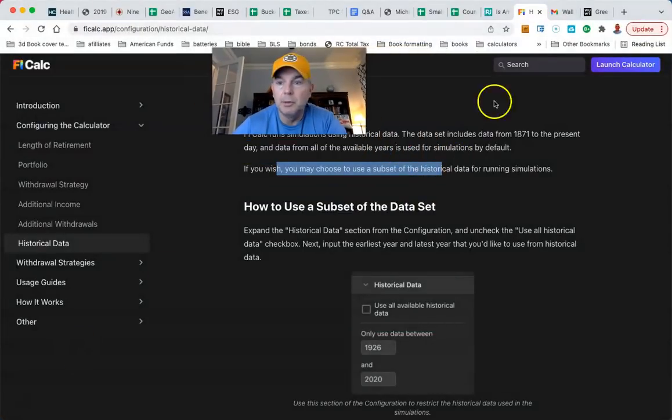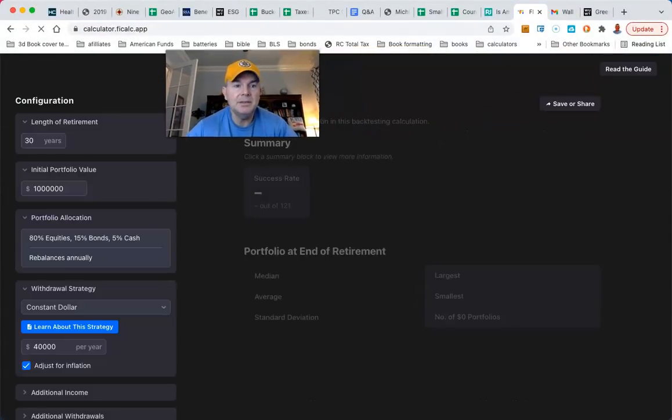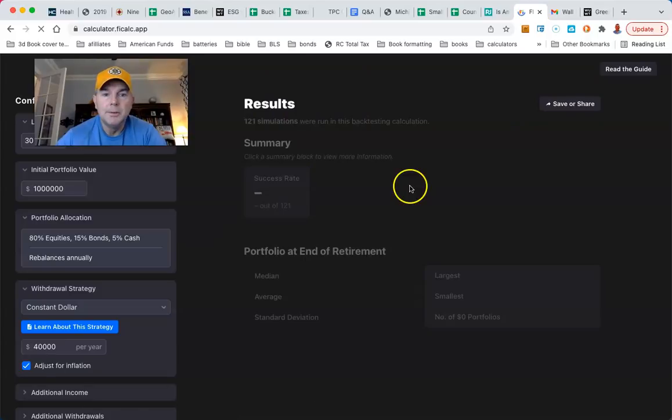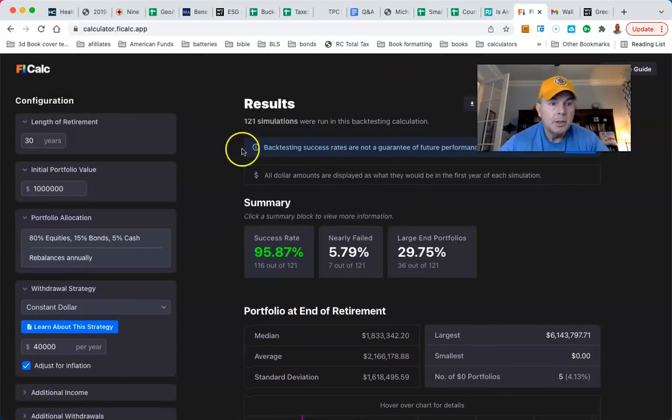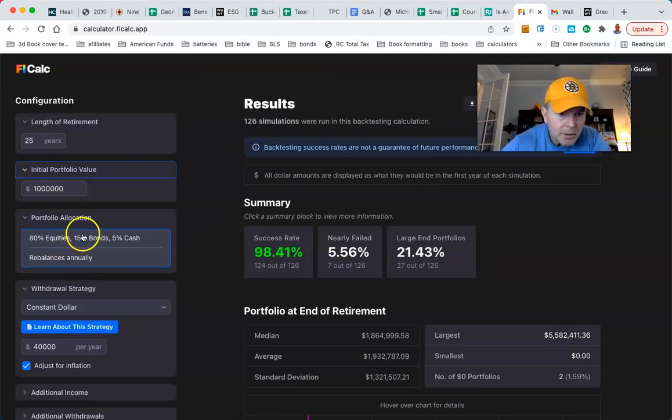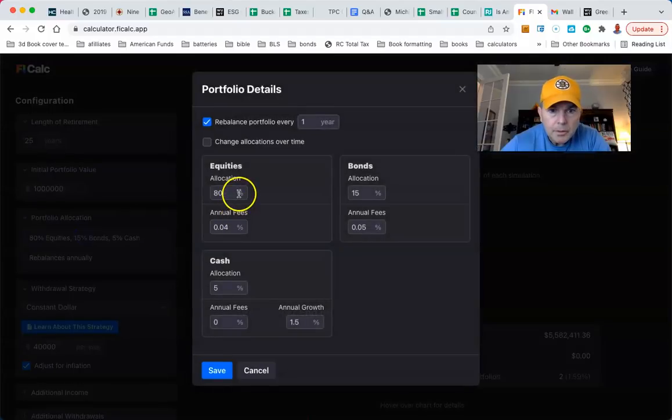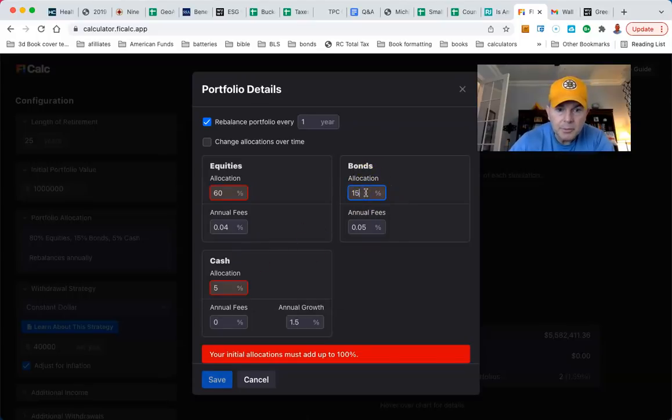I love this thing. So anyway, we're going to go to Launch Calculator, and it's free. I mean, how do these guys do this, man? I don't know how they do it. Anyway, so we're going to learn. What we're going to do here is say I'm going to retire for 25 years. All right, we got a million schmackers. We're going to do 60, 40. We're going to do 60. Oh, sweet. 60, 20, 20 in cash.